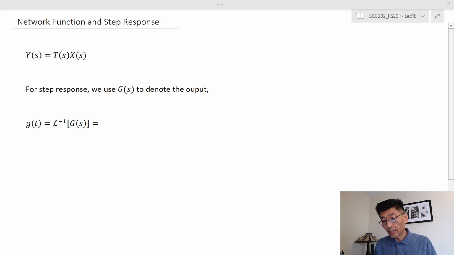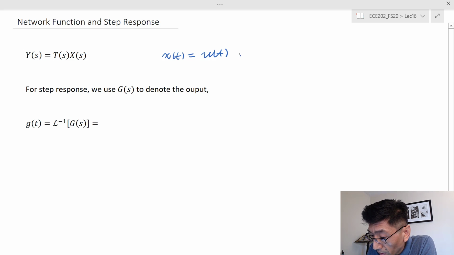Okay, let's look at the step response. In that case, the input x(t) is going to be equal to the unit step u(t), and the Laplace transform of u(t), which is X(s), would be equal to 1 over s. As with the impulse response transform, we're going to use G(s) instead of Y(s) to denote the output transform or the response.